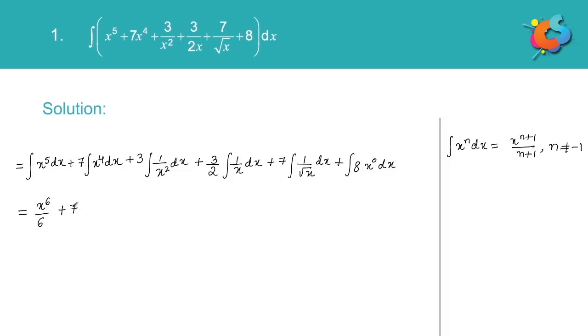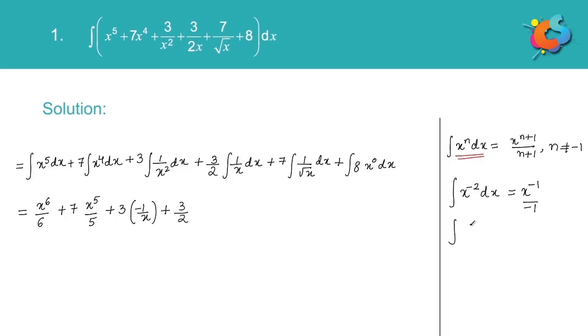Again, integration of x power 4. In place of n, we have 4. So, integration is x to the power of 4 plus 1 by 4 plus 1, which can be written as x to the power of 5 by 5 plus 3 times. See here, integration of 1 by x square. First, I'll write 1 by x square as x to the power of minus 2. If I apply the same formula here and integrate, I'll get x to the power of minus 2 plus 1 by minus 2 plus 1. So, which can be written as minus 1 by x plus 3 by 2 times.